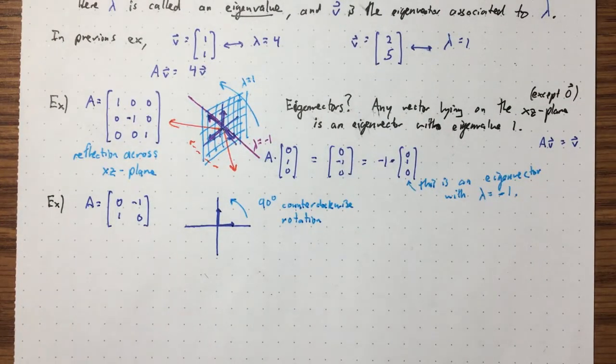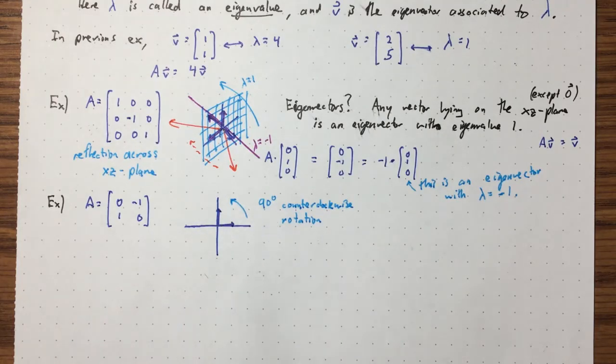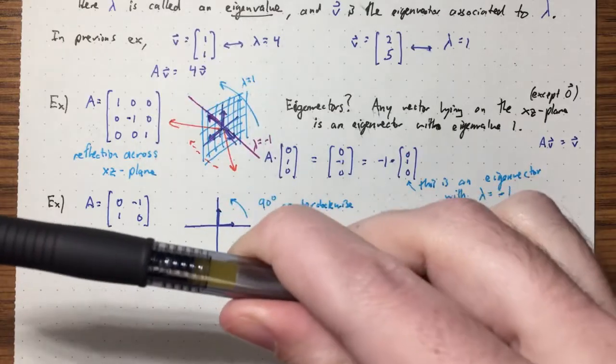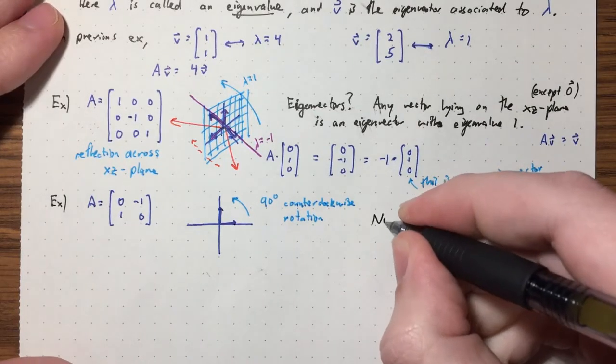Well, what are the eigenvectors of this matrix? What vectors end up pointing in the same direction after I apply the transformation? This one is fun to think about, right? So, well, if I apply a 90-degree transformation, everything is pointing 90 degrees from where it was before. So there are actually no eigenvectors.